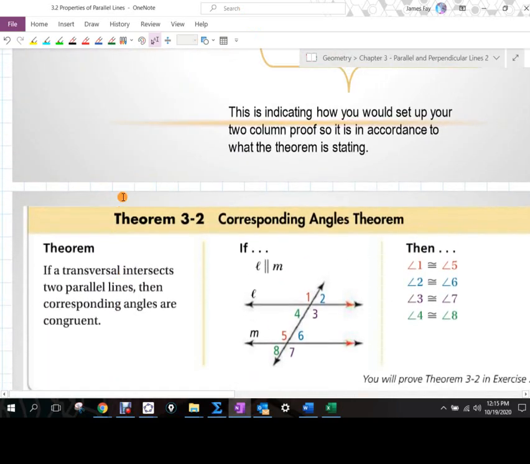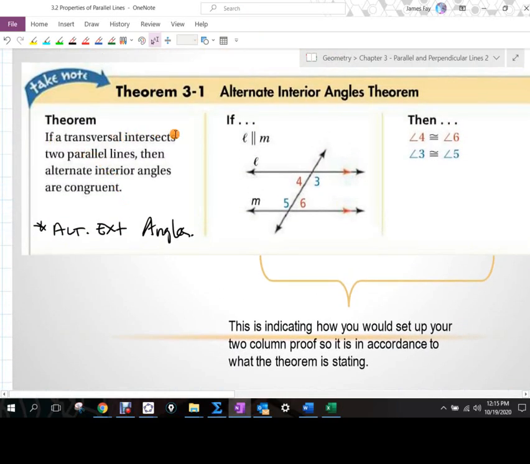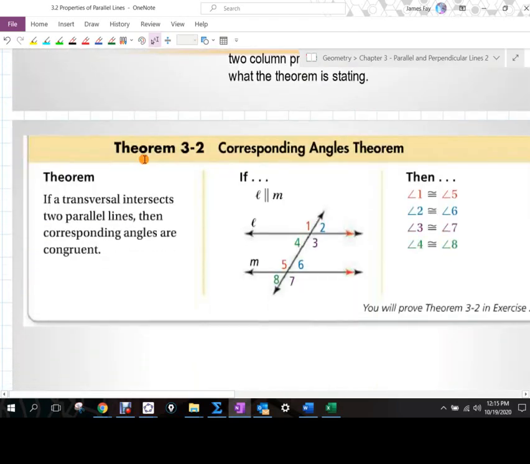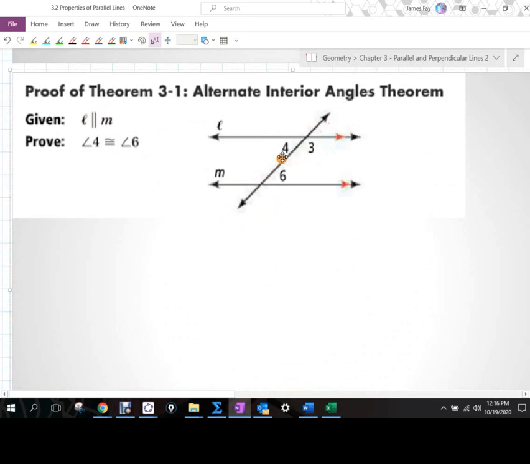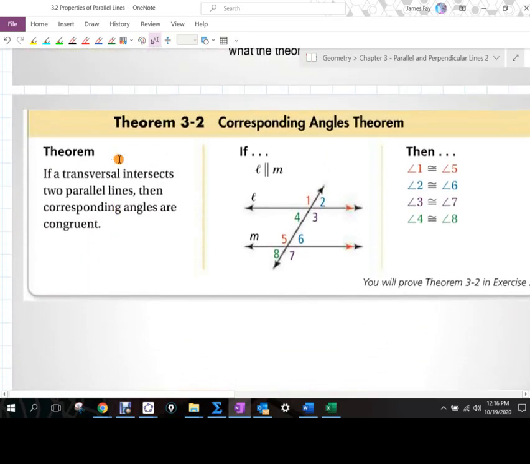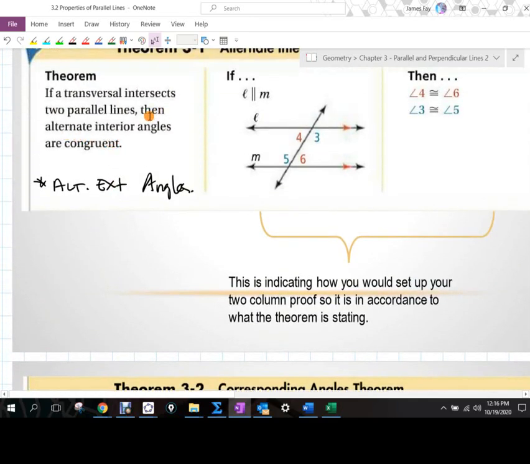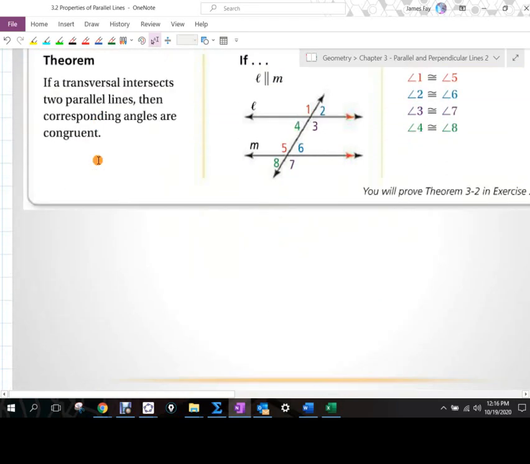Go back up to the theorem we just had where it said if a transversal intersects two parallel lines. We have two parallel lines, okay? And our picture gives us the transversal, right? Does that make sense? So that's the if part of our if-then statement. Then you had alternate interior angles congruent. That's what the actual statement was. Alternate interior angles are congruent.